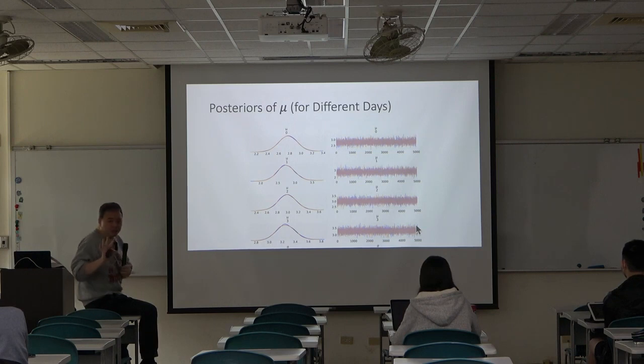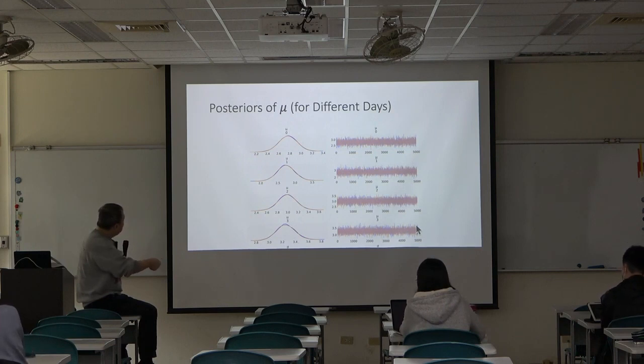Keep in mind, we have 4 groups, right? So we have 4 mu's: mu 0, mu 1, mu 2, and mu 3. Mu 0 represents the mean for the Thursday tips, mu 1 represents the mean of Friday tips, and so on. So you can see they are slightly different, right? It looks like Sunday's tip is higher.